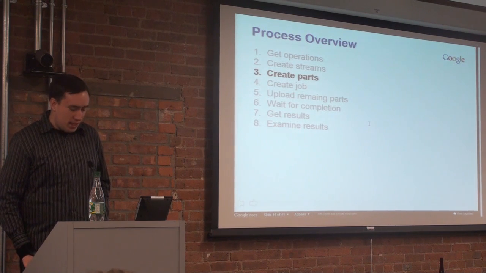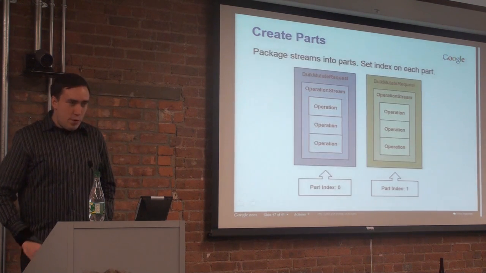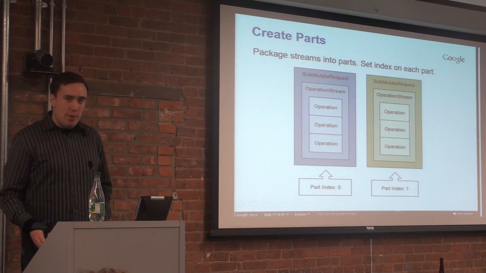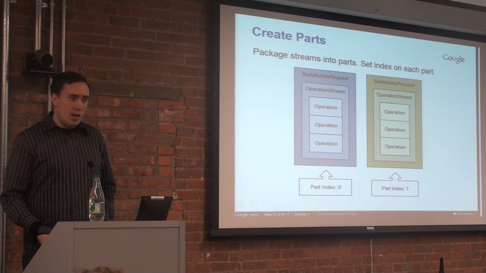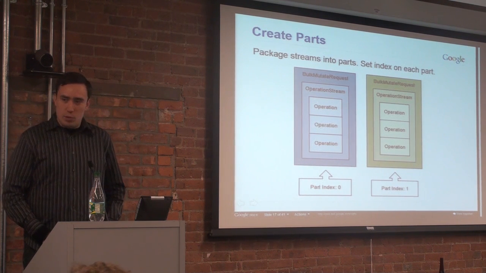Okay, so the next part of the process here is creating the different parts. If you have a bulk mutate job that's not very large, you can just send everything in one part. There's no reason and no requirement to have multiple parts.